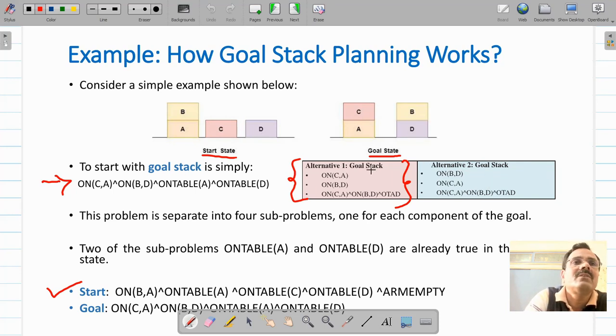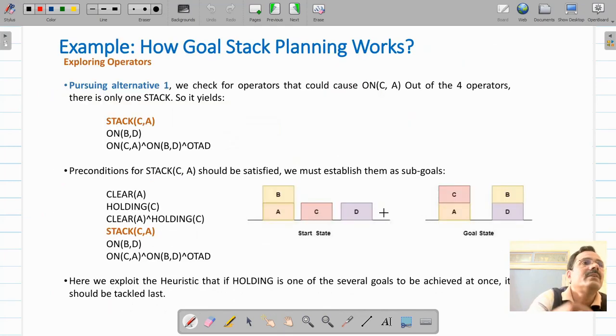Therefore we will pursue alternative 1, which is a little bit interesting. It will lead to different paths, and we are going to use it to understand where you will have to use a heuristic during the decision making process. So we will now try to satisfy C is on A first and then B is on D to achieve this goal. Now let us find out how we are going to do that.